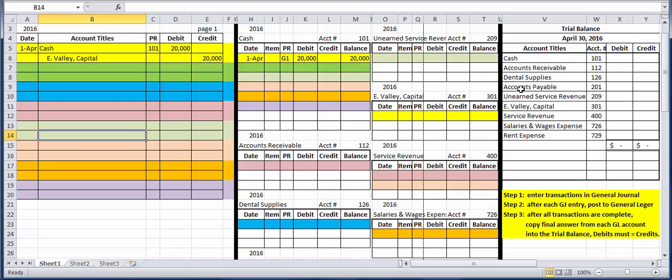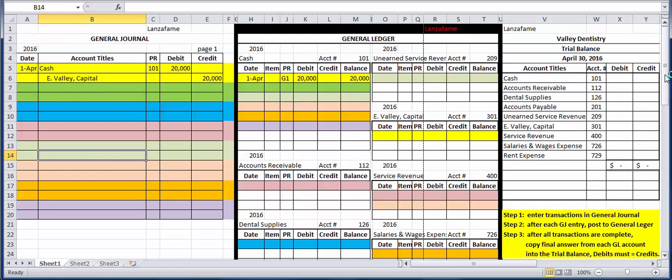We have a couple of liabilities in this problem: accounts payable and unearned service revenue. Liabilities start with a 2. Capital and drawing start with a 3. There is no drawing in this example, but if there was, it'd be there as well. Earned revenues start with 4, and expenses either start with 5s, 6s, or 7s, just to give you a little FYI about that. Okay? So just want to give you a little bit of a heads up regarding that.